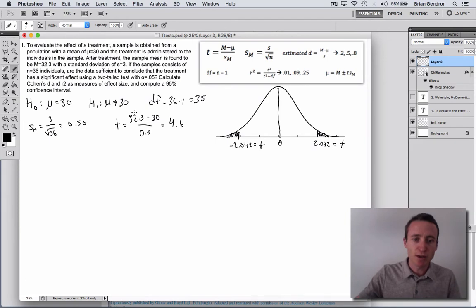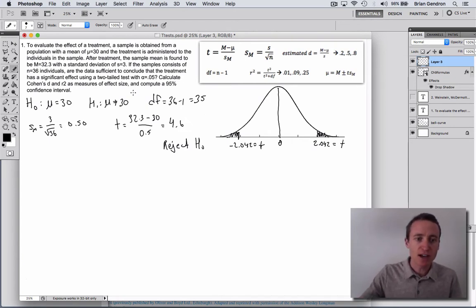So the difference between those receiving the treatment and this hypothesized population value of 30 is 4.6 times larger than chance alone. That's the interpretation of that. The cutoff was only 2.042, plus and minus. So 4.6 is in the critical region. So our conclusion is reject H0. There was a statistically significant effect, a statistically significant change.